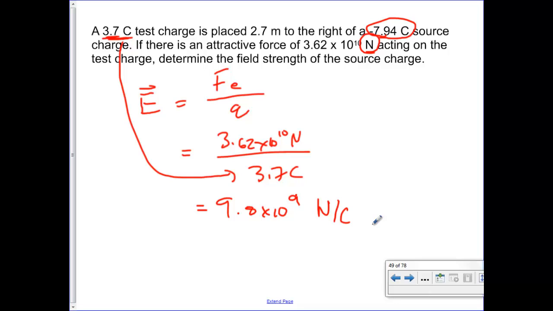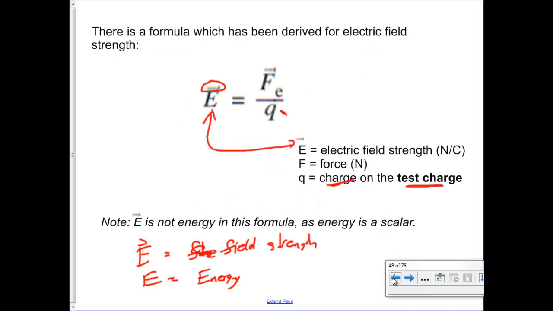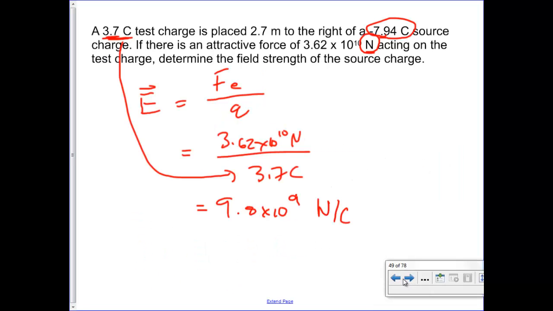Okay, so the units for field strength are newtons per coulomb. I think I had that written on the last slide. Yeah, electric field strength units are newtons per coulomb. One more thing, this was a vector. And so as a vector, we need a direction.